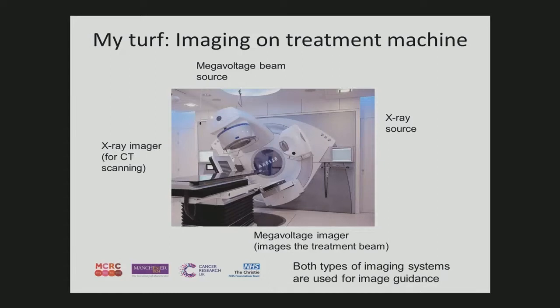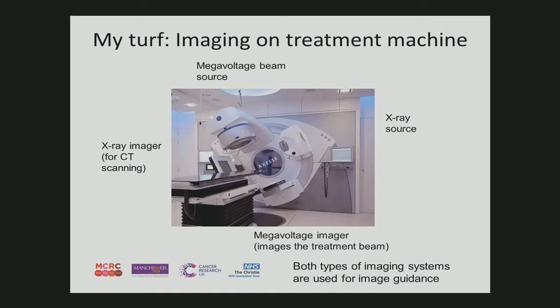So this is what a modern radiotherapy machine looks like. It's a bit like a Christmas tree with lots of stuff on it. So this big head is where the radiation emanates from. There are metal leaves in the head that can shape the beams to fit the tumor. And this thing rotates around the patient, and the patient is on the bed, and basically you can shoot beams from every side. Now we want to image, and I've been working on imaging all my life.